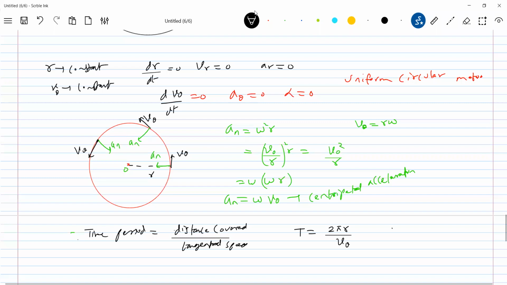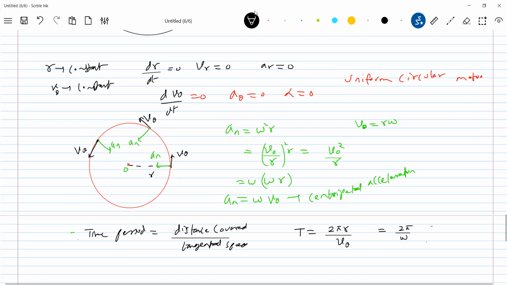Then what about angular velocity? It is related to the time period by this particular formula. How did we get it? We know r by omega r is r by v theta, which you can write as 1 by omega. So the time period and angular velocity are related by this particular formula. So that is all about uniform circular motion.